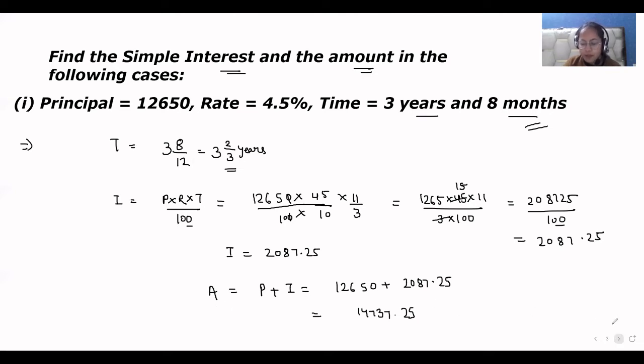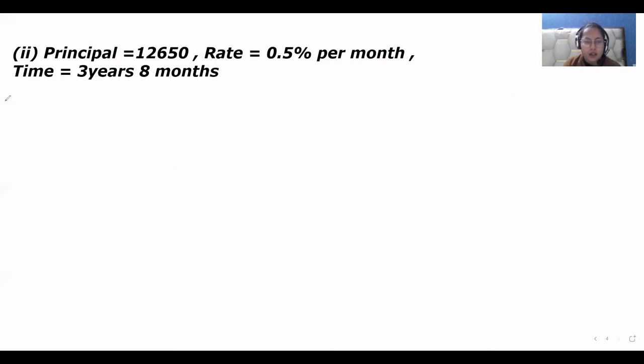So in this problem, what they have given to you, the principal is 12,650. The rate is 0.5% per month. And what we discussed is that our rate is per annum and our time is in terms of years. So here our rate is in terms of months. So we will convert it into months or into complete years.